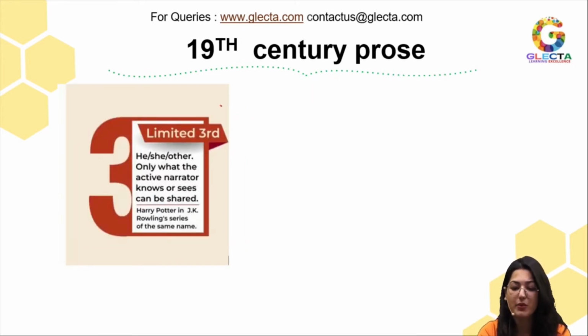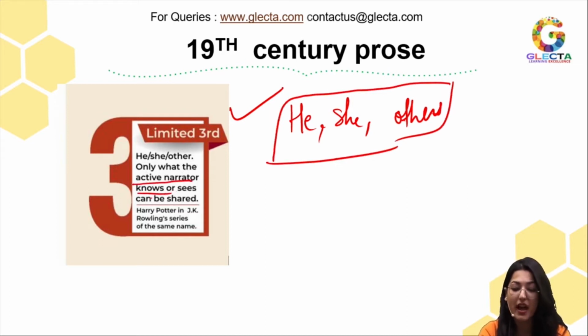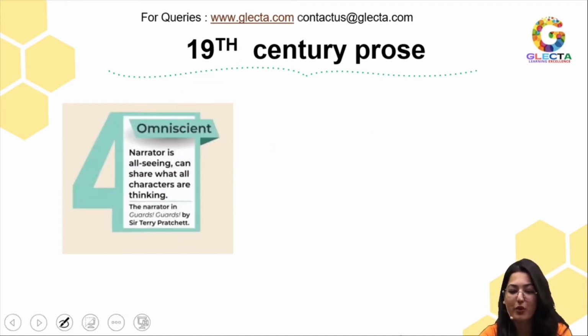Let's move towards the third person narrator. This kind of narrator uses subjects such as he, she, and others. The narrator is active here, and what the narrator knows and sees can be shared. The things the narrator can actually see are shared with the readers. For example, whatever is happening in the novel, the narrator shares that information with the readers.